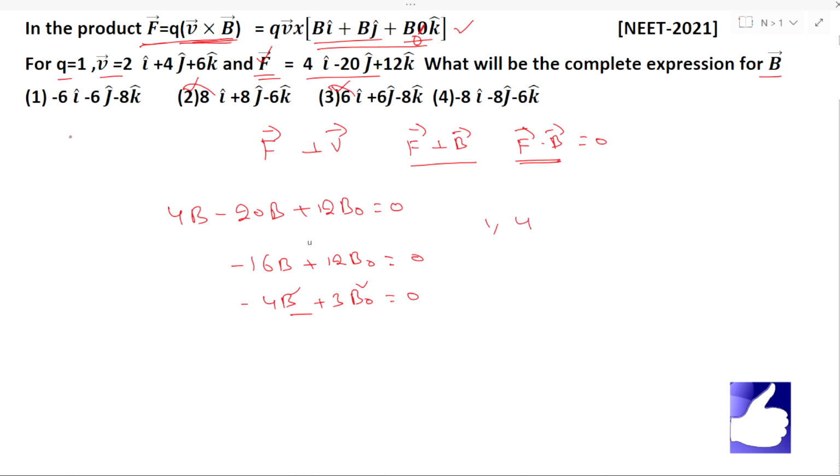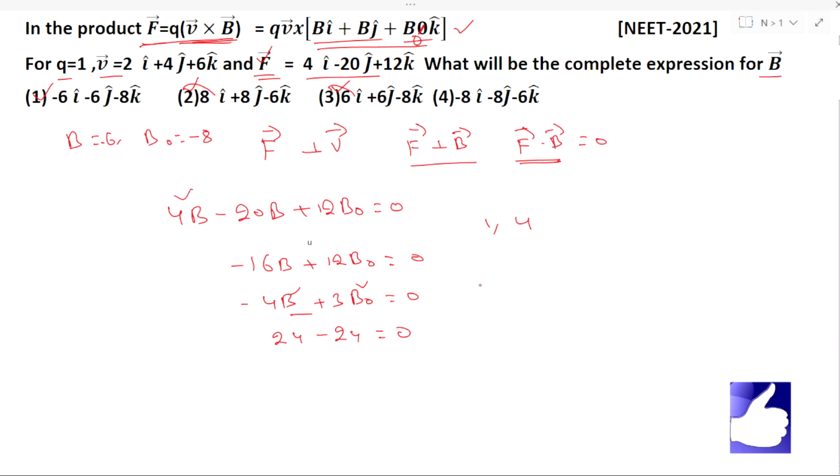Now, in the first option, b is minus 6 and b naught is minus 8. If you substitute here, what will you get? 24 minus 24, that is equal to 0. So the answer is the first option, that is minus 6 i cap, minus 6 j cap, minus 8 k cap. So this is a shortcut.